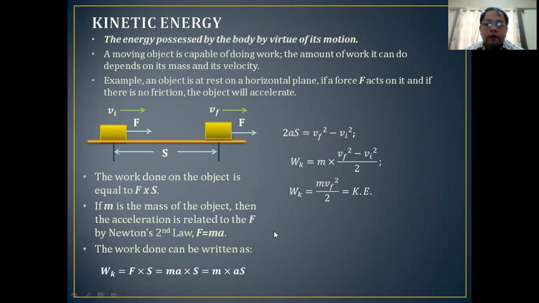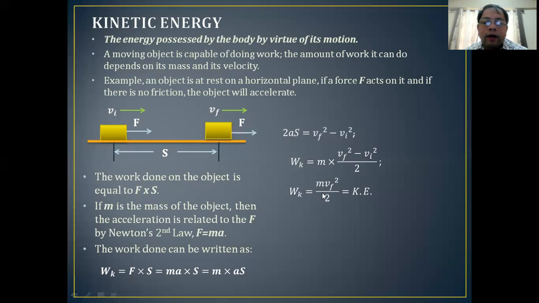So if that's the value of aS, we can replace it back, vf squared minus vi squared over 2, into this equation aS and multiply it by m. Therefore, the work, if we use our equation maS here, can be transformed into m times vf squared minus vi squared divided by 2. And this is now the work that we do in changing the velocity of the object. Now, when we change the velocity of the object, what we are actually adding to the object is kinetic energy.